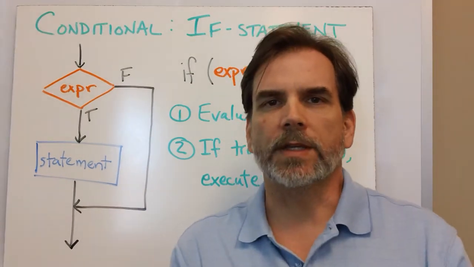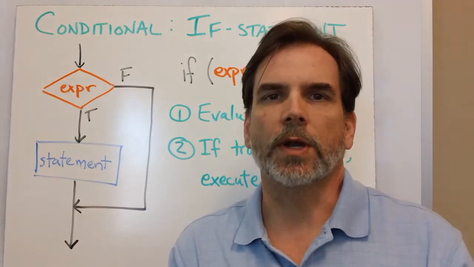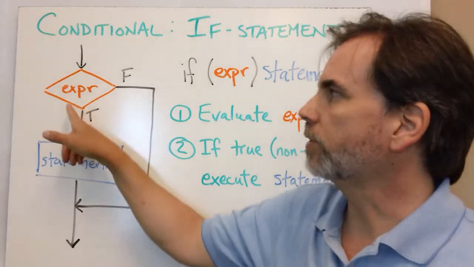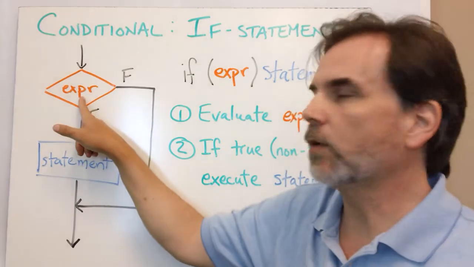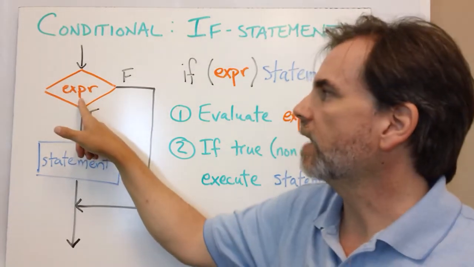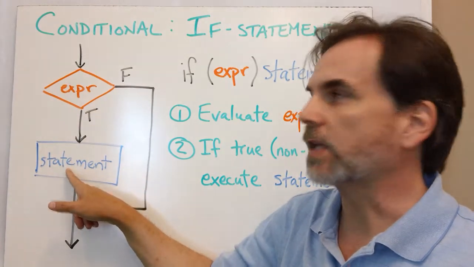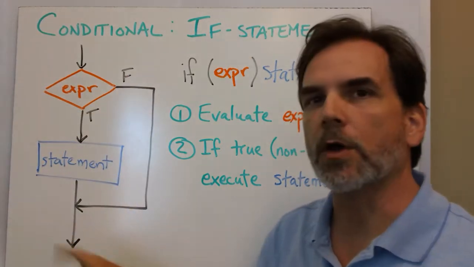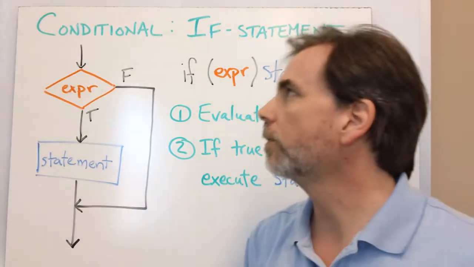One of the fundamental things that any programming language must support is the ability to do something conditional. So our flowchart says we make a decision. We evaluate some condition, and if that condition is true, we want to do this statement. If it's not, we don't. So sometimes we do this, and sometimes we don't. That's a conditional control flow.